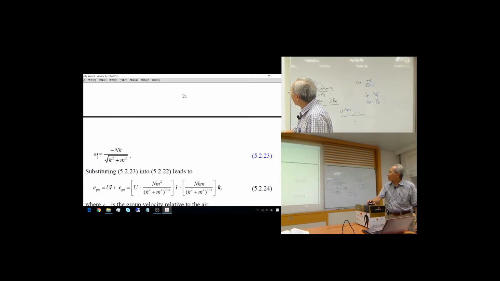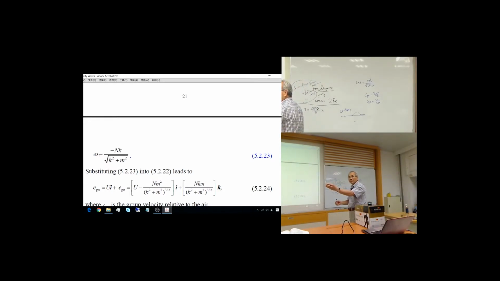Then say we choose this omega. You can choose positive or negative, but we are more interested in the negative one. Why? Because here you can have positive and negative ones, and this one will be advected away, and this one has a chance to be balanced with the basic wind. So you can have Cgx. This is negative. This is positive.